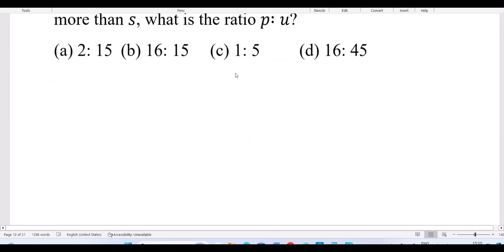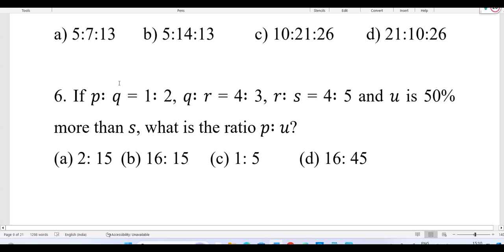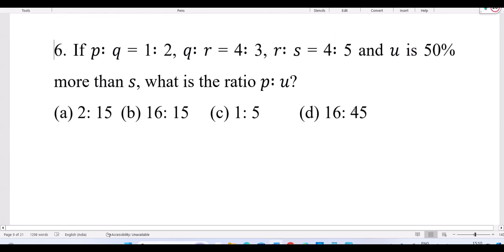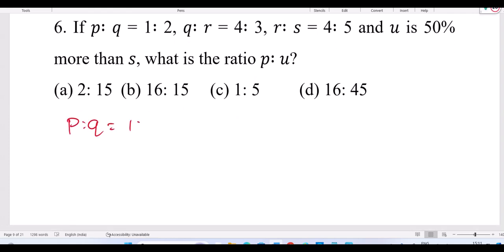Anyhow, let's see the sixth question now. It is related to joint ratio only, these two are related to joint ratio. Definitely you have one more update in this question. P and Q is 1 is to 2. Q and R is 4 is to 3. R and S is 4 is to 5.